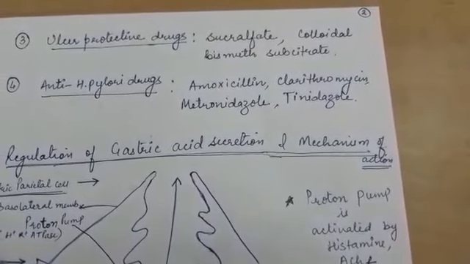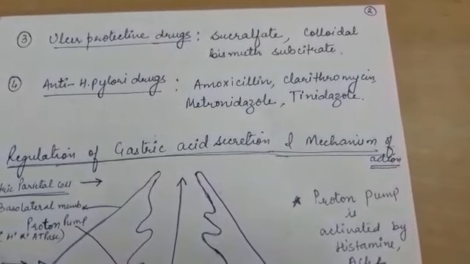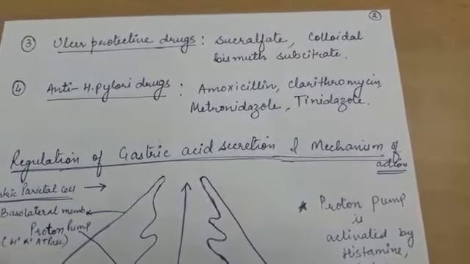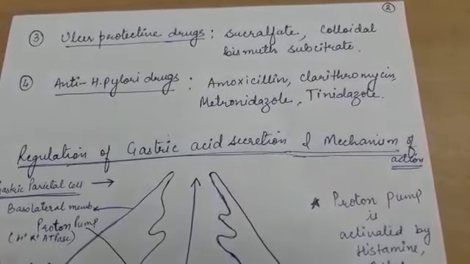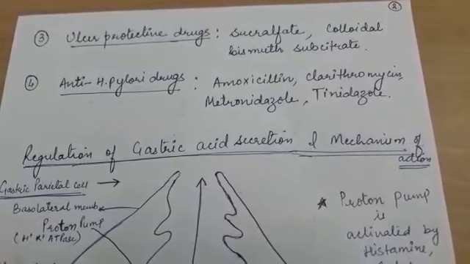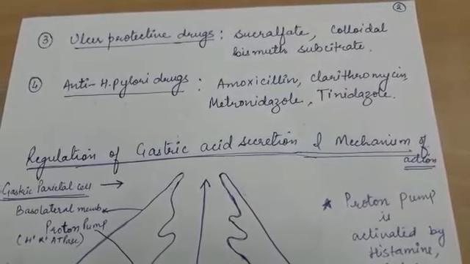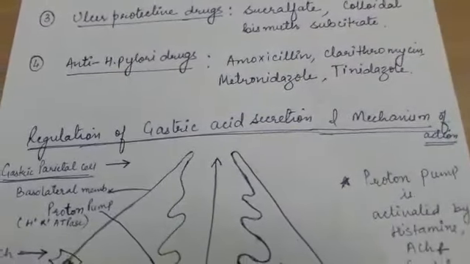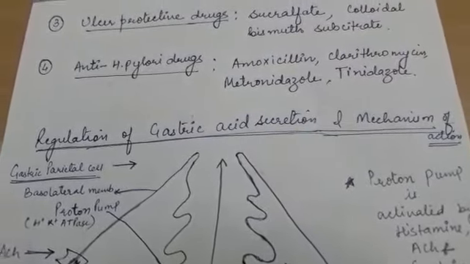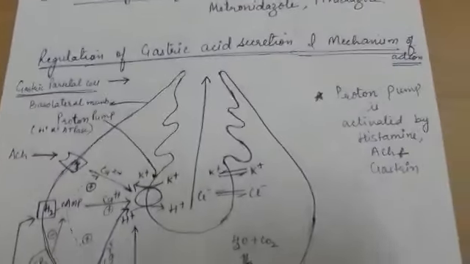Then the third class is ulcer protective drugs. Examples are sucralfate and colloidal bismuth subcitrate. And the last class is anti-H. pylori drugs. Examples are antibiotics like amoxicillin, clarithromycin, metronidazole, and tinidazole. Now we will discuss the regulation of gastric acid secretion and mechanism of action of these drugs.